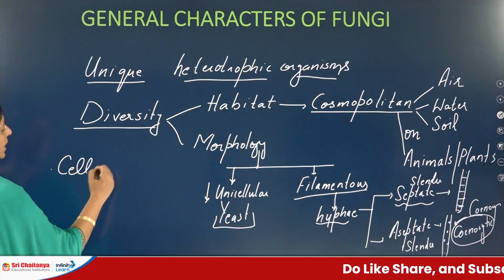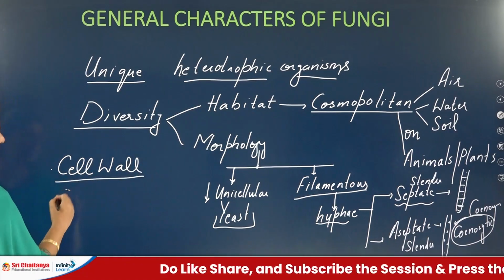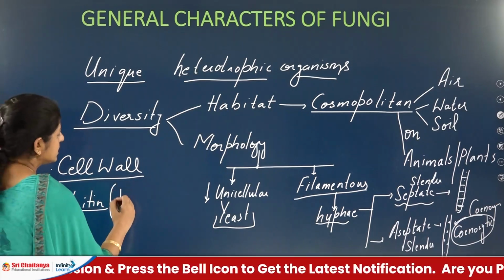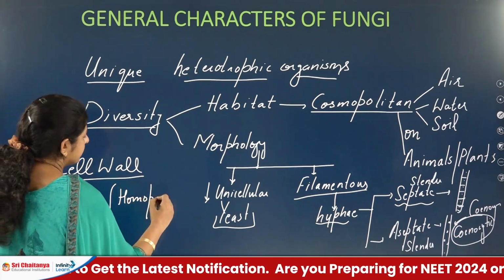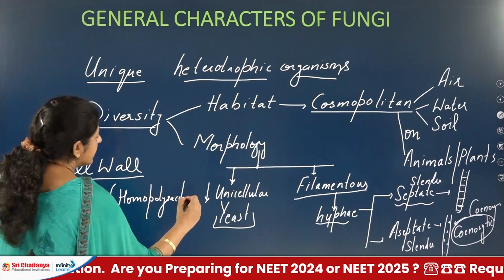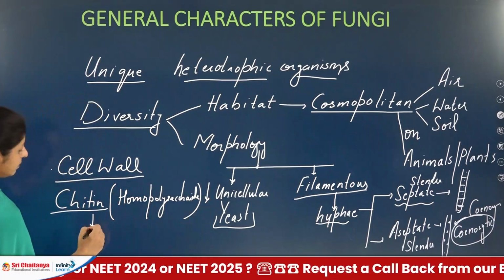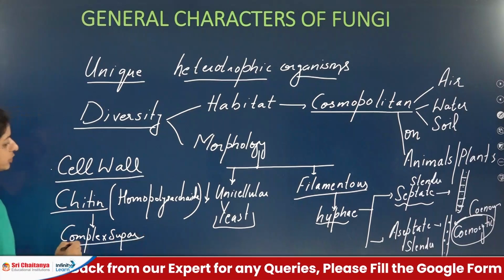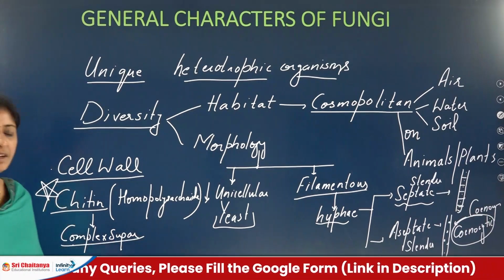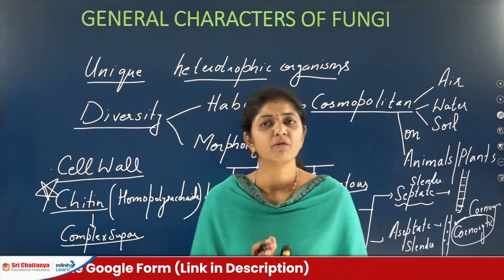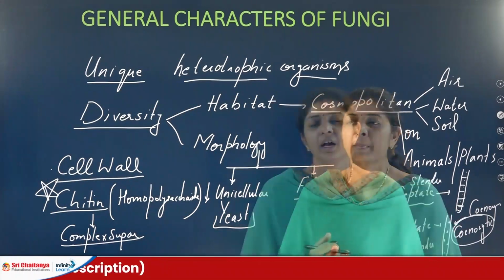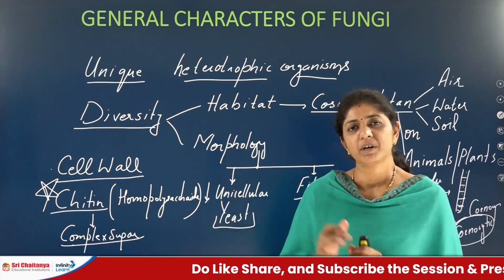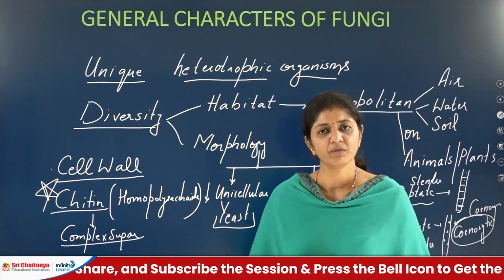They also have uniqueness in their cell wall composition. The cell wall is made up of chitin. You will learn chitin in the chapter Biomolecules. It is a homopolysaccharide, whose monomers are complex sugars. Do remember the word chitin, right? You will learn that chitin is even present in the exoskeleton of arthropods. But right now, even in fungi, the cell wall is made up of chitin.